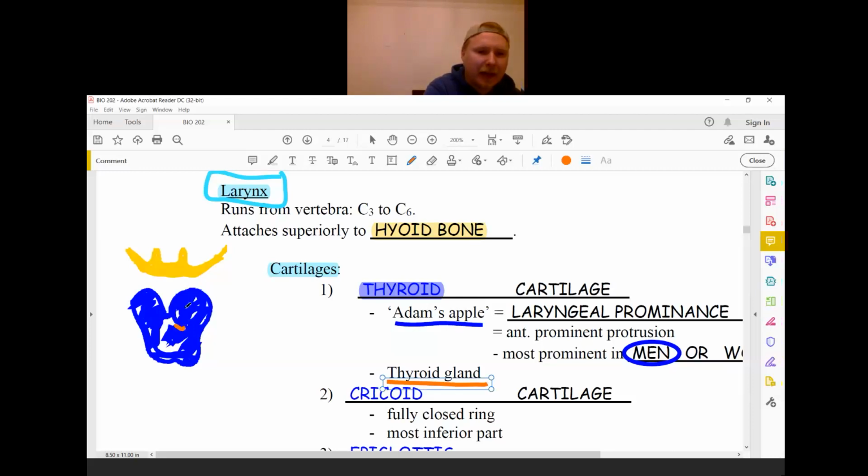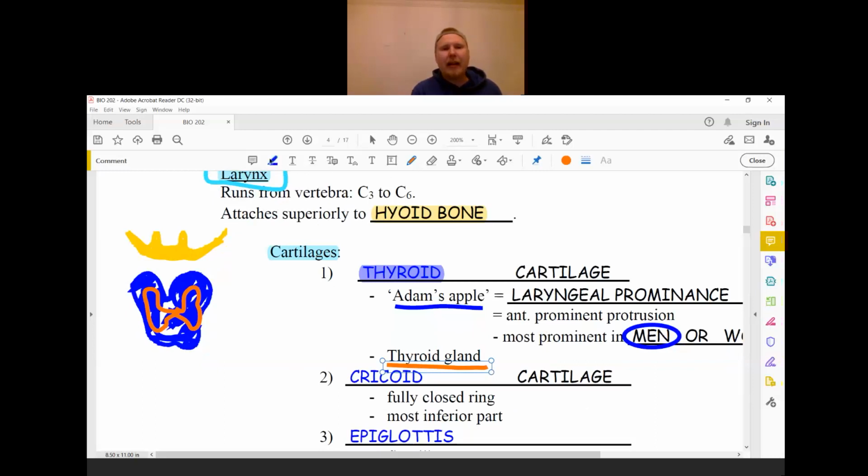And we remember thyroid gland had the two butterfly-shaped lobes and the isthmus connecting those. Let's continue our journey looking at the cartilages that make up the larynx. And the next one that I want to have a look at is going to be the cricoid cartilage.